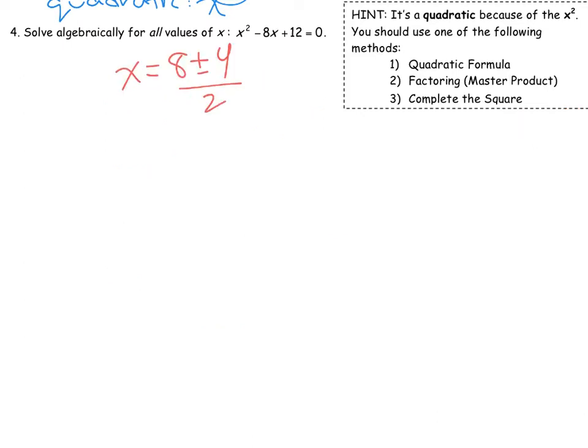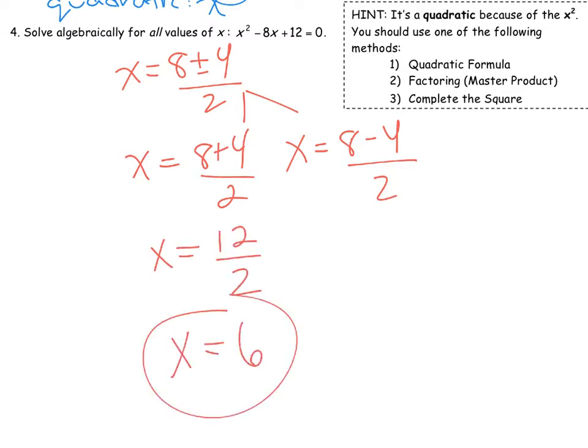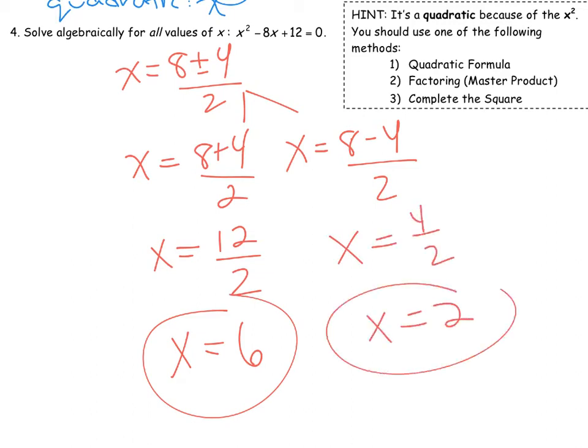All right, so still continuing with the quadratic formula, I just clean this up a bit. I have x equals 8 plus 4 all over 2. We have to split this into 2. And I have x equals 8 minus 4 over 2. When I simplify this, I get x equals 12 over 2, where x is 6. And then I have x equals 4 over 2, where x is 2. And we are done. We solved this by using the quadratic formula.